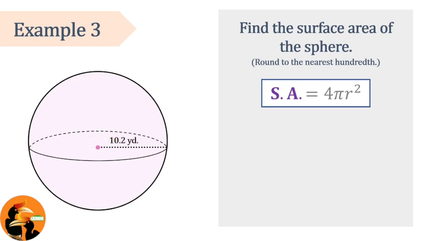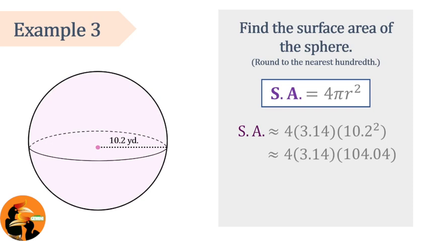Our equation now reads 4 times 3.14 times 10.2 squared. 10.2 squared gives us 104.04. Now we can multiply all our terms together. 4 times 3.14 times 104.04 gives us 1,306.7424. Rounding to the nearest hundredth, the surface area is approximately equal to 1,306.74 square yards.